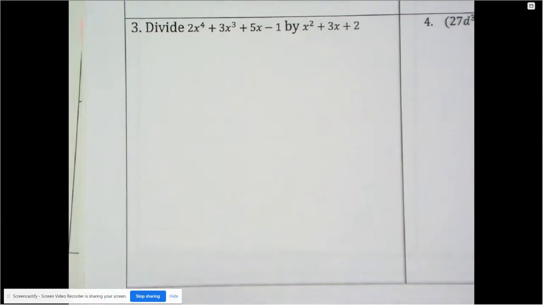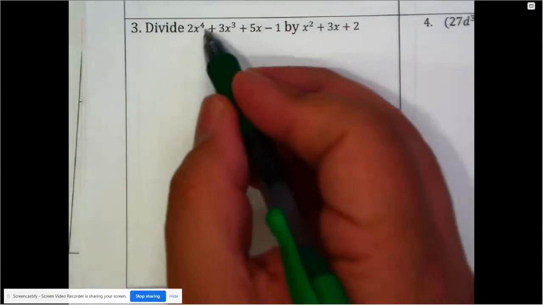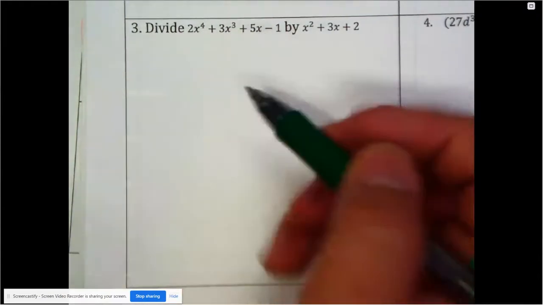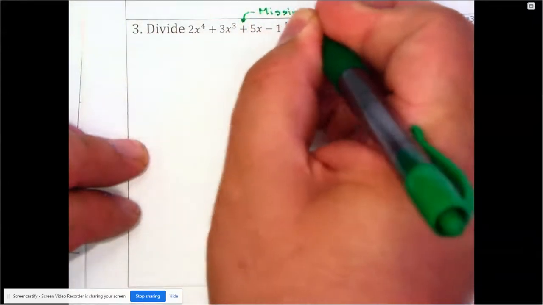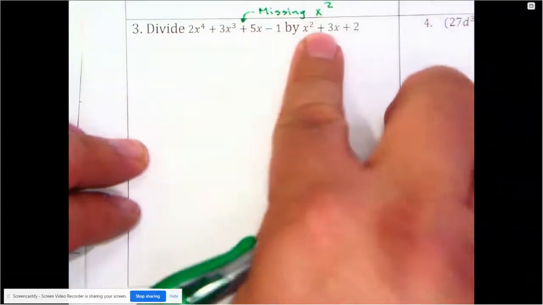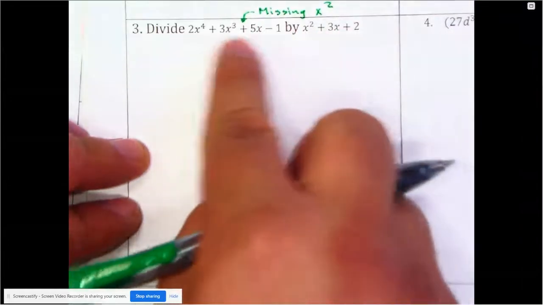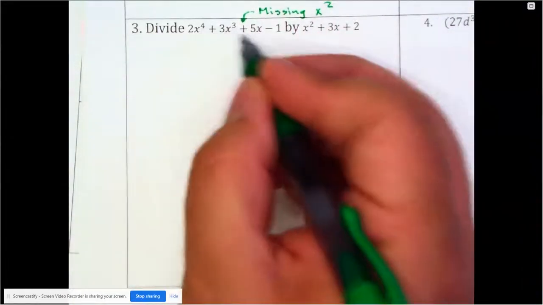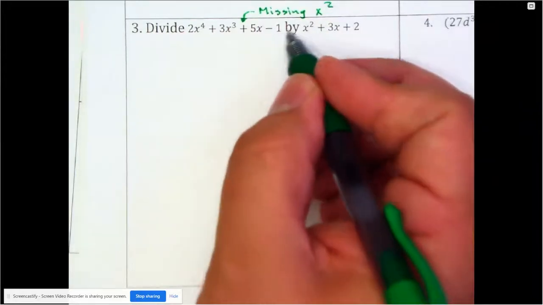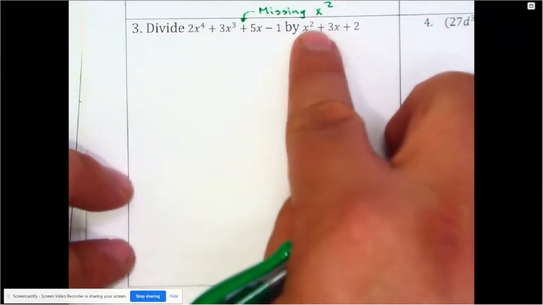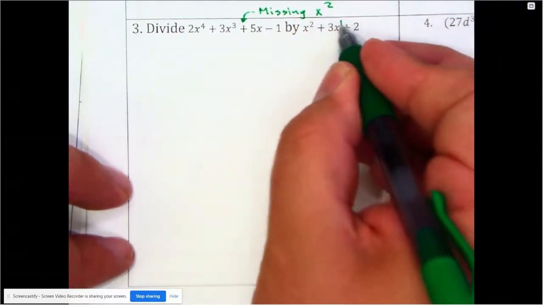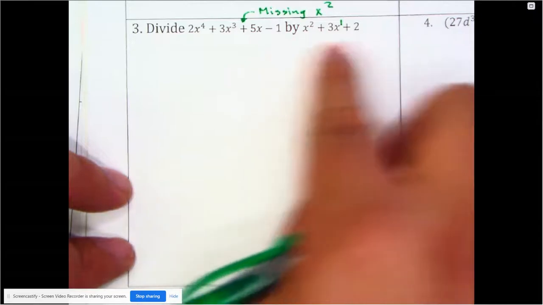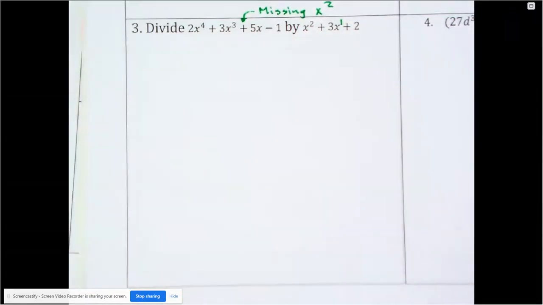Now for number 3, let's make sure everything is in order and let's see if there's anything missing. Power of 4, 3, 2, I see. We're missing that x squared. You might say, oh, it's over there. Yeah, that's something else. In this one, I'm missing an x squared. Power of 4, 3, 2, 1, 0. All right, we're good there. This one starts with a power of 2. Power of 2, 1, 0. This one doesn't need anything. This one's fine. All right, let's set it up.